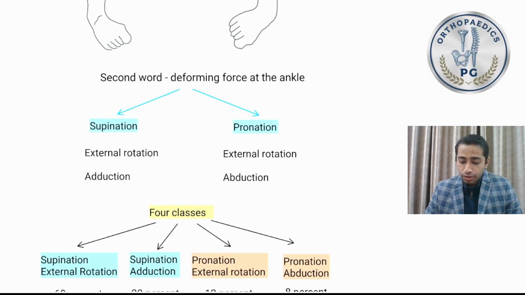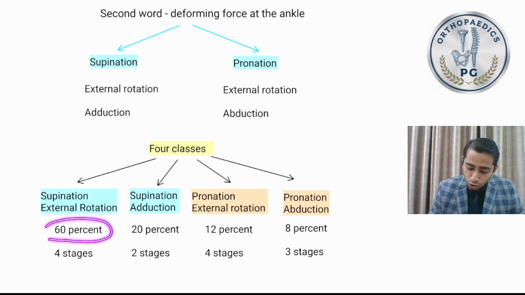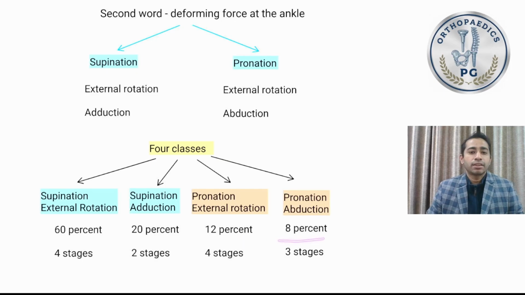Now, based on these two parts, we may have four classes of injury, that is supination-external rotation, supination-adduction, pronation-external rotation, and pronation-abduction. Out of these, the supination-external rotation is the most common with 60%, whereas supination-adduction is present in 20% of the cases, pronation-external rotation in 12% of the cases, and pronation-abduction in around 8% of the cases.